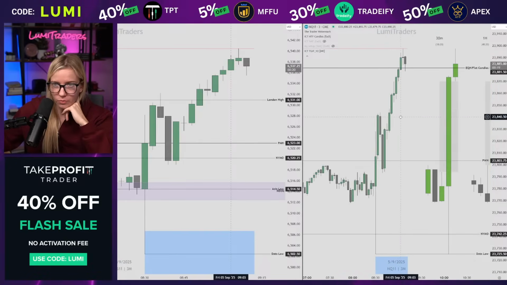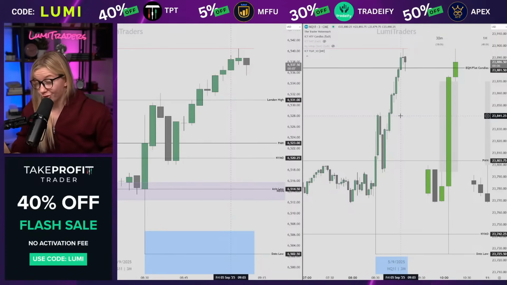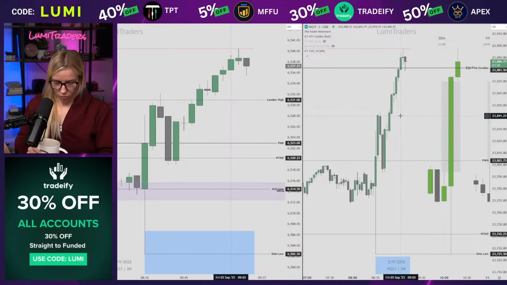So let's see how it goes, because the market is extremely bullish. I would say it's extremely bullish on gold, on silver, on NQ, on ES. So at this point, I don't want to short. Even if gold wants to drop right now, I don't want to short this. I will probably look for continuation. Let's see how it goes.